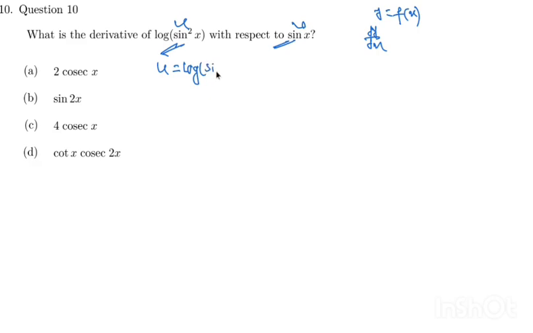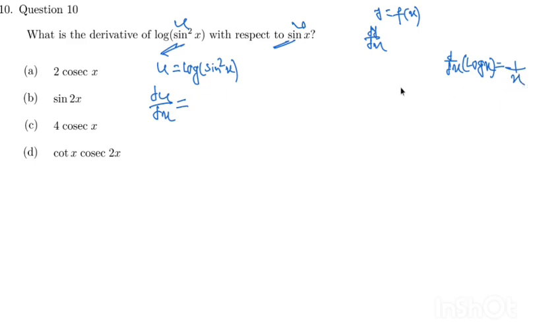u is equal to log of sine square x. So if we calculate derivative of this, that means du/dx, then what will be the derivative of this? For this, we need to know the derivative of log x, that means d/dx of log x. So what is derivative of log x? It is nothing but equal to 1 by x.